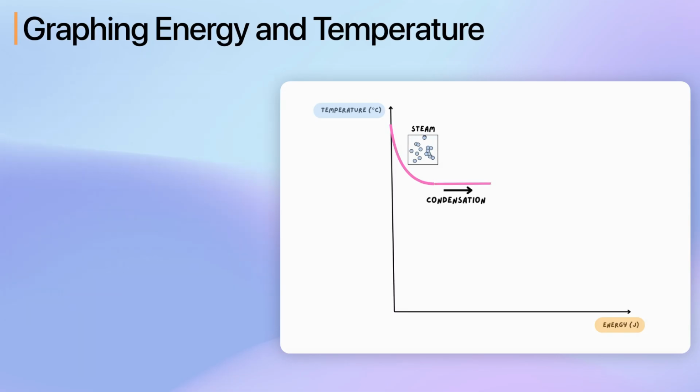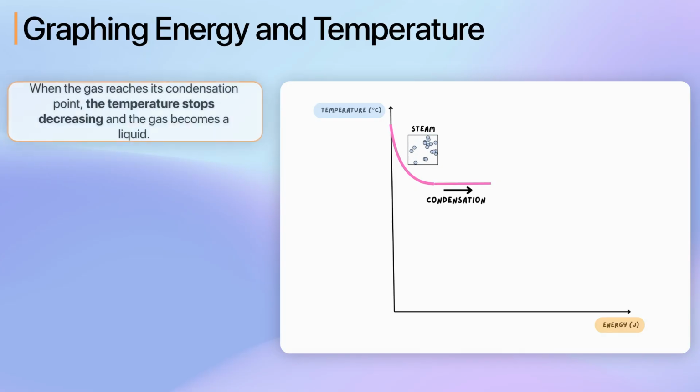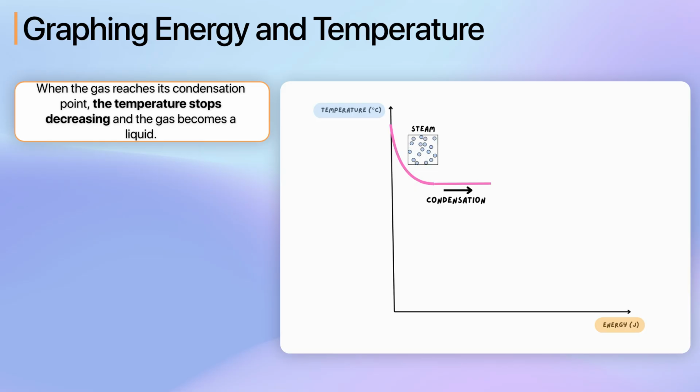As the gas continues to cool, it eventually reaches its condensation point. At this stage, the temperature of the gas stops decreasing. Instead, the gas undergoes a phase change into a liquid. This process is known as condensation.